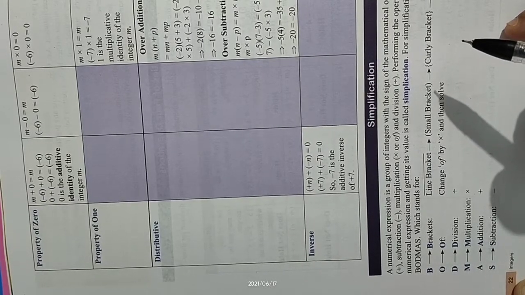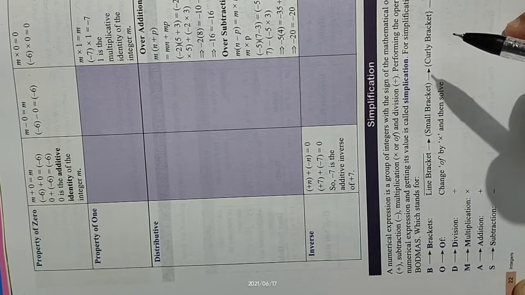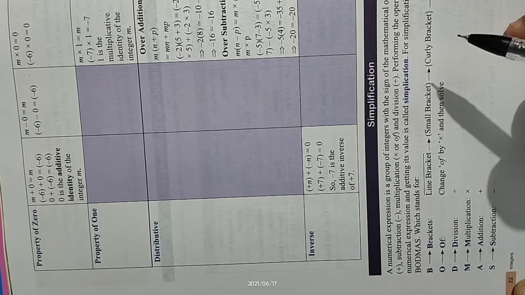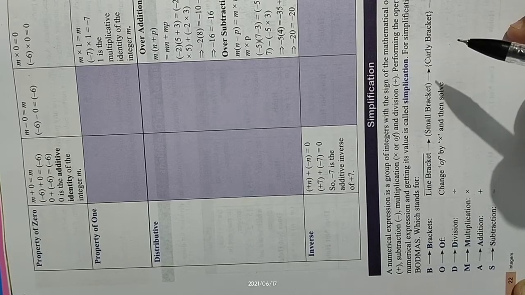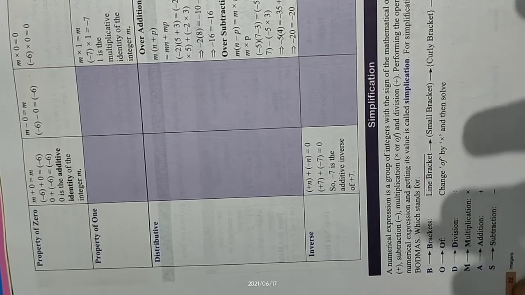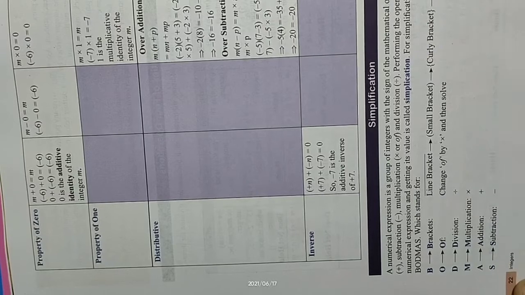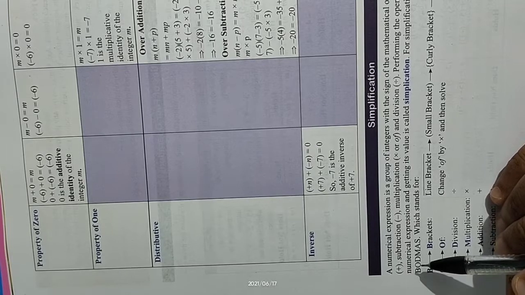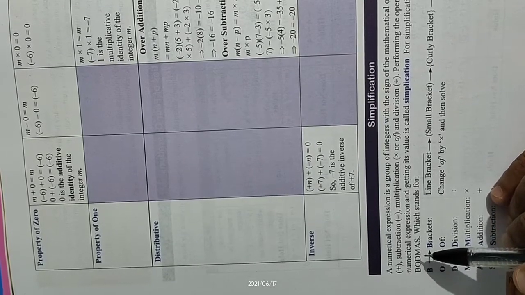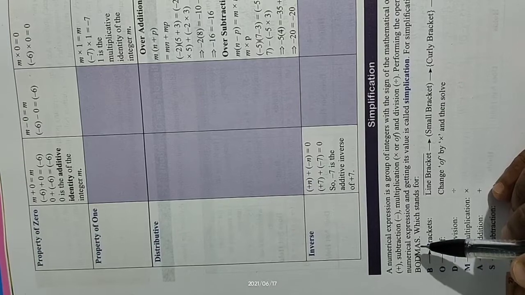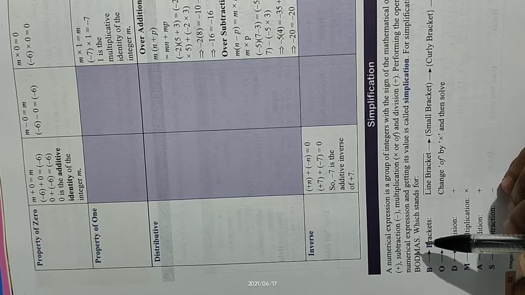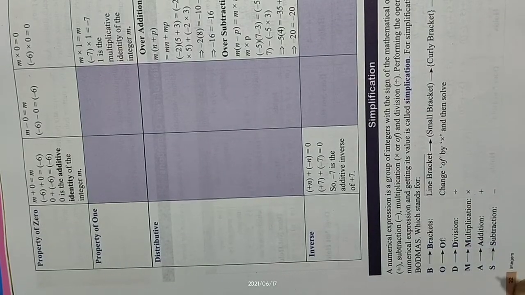So to simplify a numerical expression having different operations, we use an order. That order of simplification, in short form, we call BODMAS. This is BODMAS. B stands for bracket. Next, of means multiplication, then division, multiplication, addition and subtraction. This is the order of solving such numerical expressions which involve different mathematical operations.